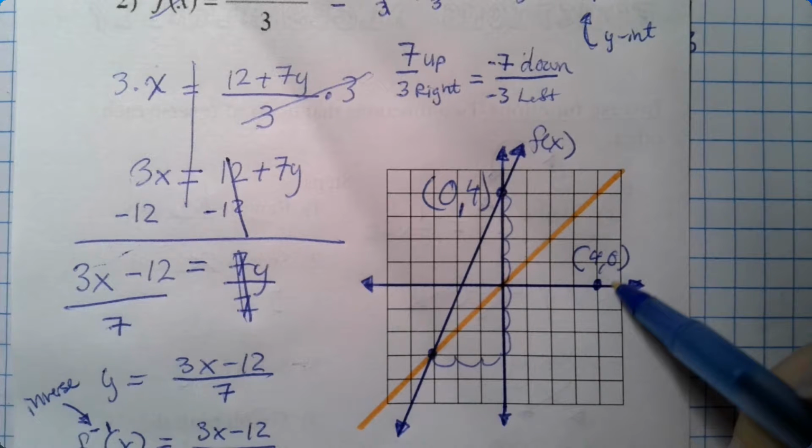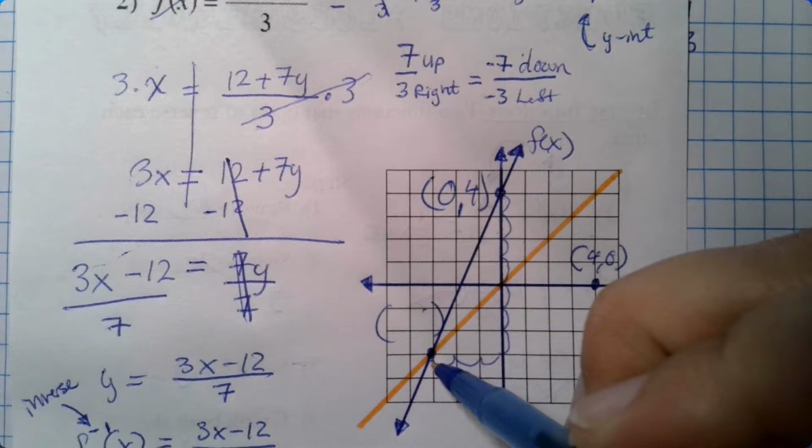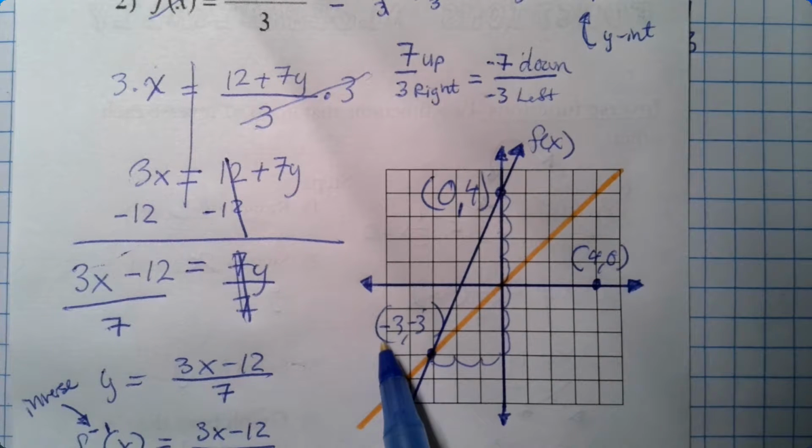Right here, what's the coordinates right here? Anybody? -3, 3 and 4. Can you guys see if I switch it, it's the same point? Go ahead and draw your line.